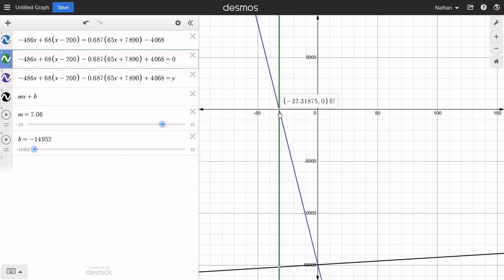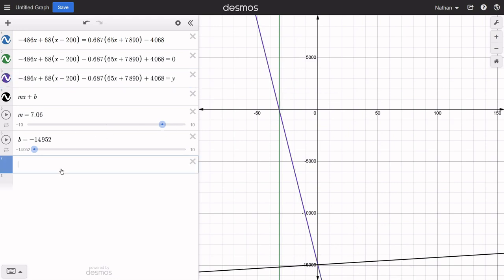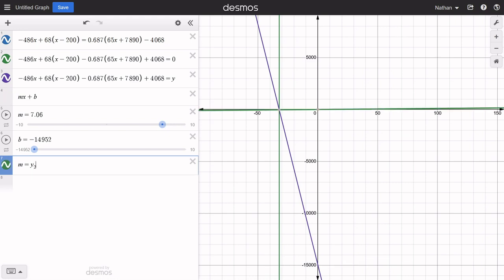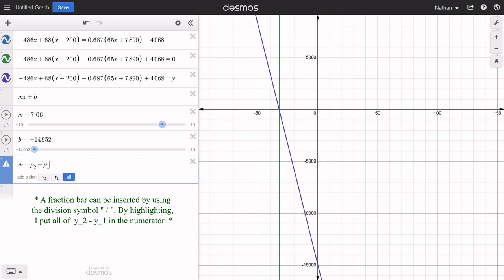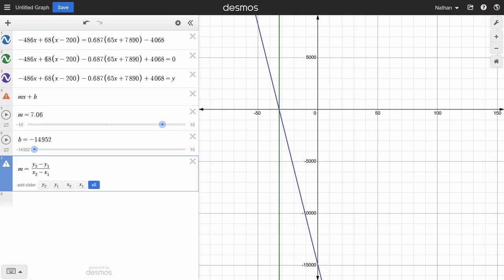And then the slope, I can use the slope formula if I wanted to find this equation of the line. So the slope formula is m equals y2 minus y1 all over x2 minus x1. That's the slope there.